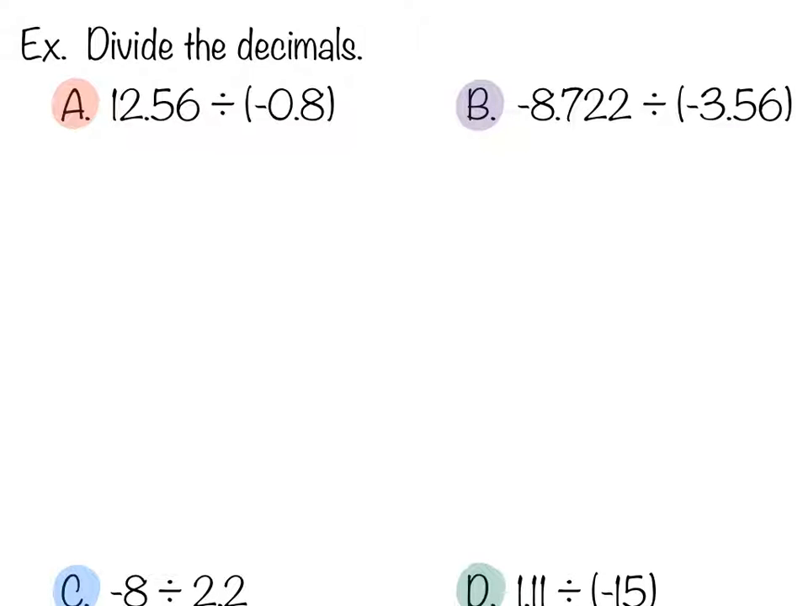So in this first example, we're going to put 12.56 inside the division box because it is the first number. The second number is just 0.8. Also, you notice it's negative. When one number is negative, it means our answer is going to be negative.